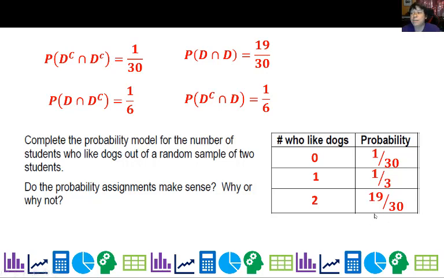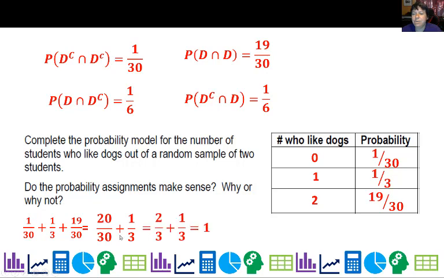Does this model make sense? Are these all the possible outcomes for 2 people? Well, let's go ahead and check by adding these up. So I have 1 out of 30 plus 1/3 plus 19 out of 30. I'm going to combine these 2 because they have a common denominator. And I'll go, oh, that's just 2/3, right? 20 out of 30 is just 2/3. You see that? And 2/3 and 1/3 is 1. So yes, it does make sense because they add up to 1.